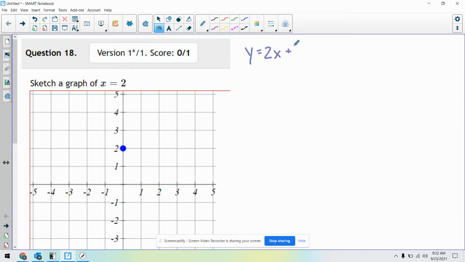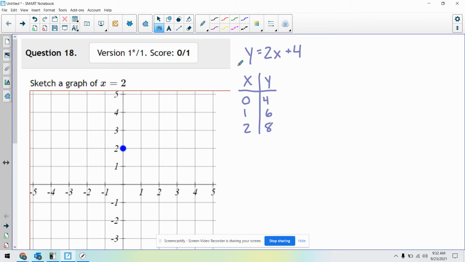plus 4, let's just say. If you want to graph this line, you just list all the xy pairs you can. So let's see, when x is 0, I get 4. When x is 1, I get 6 for y. When x is 2, I get 8. But the problem is I can't list all of them, right?